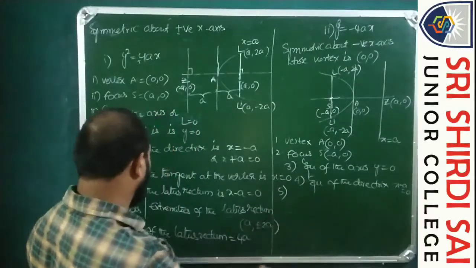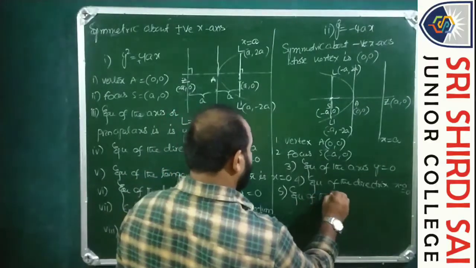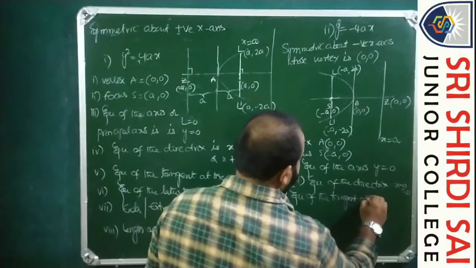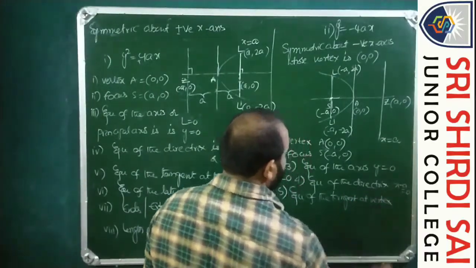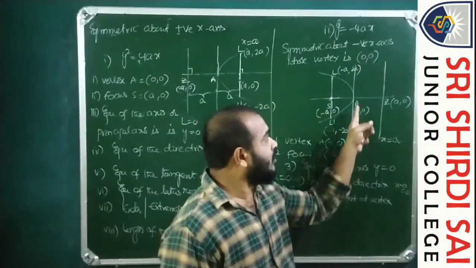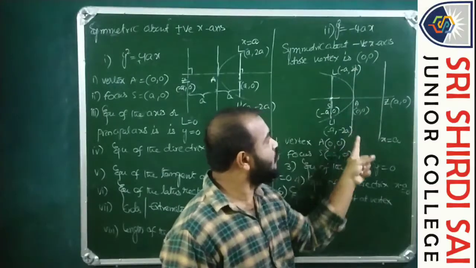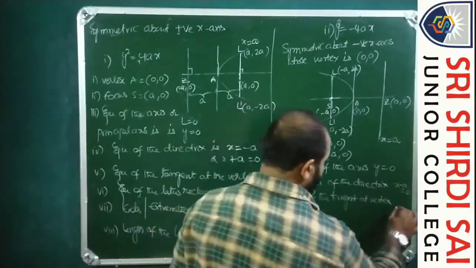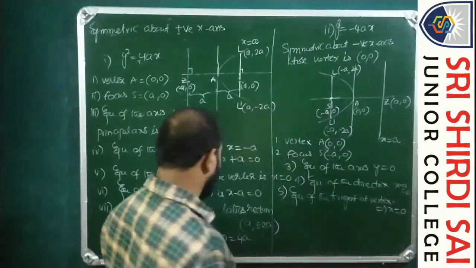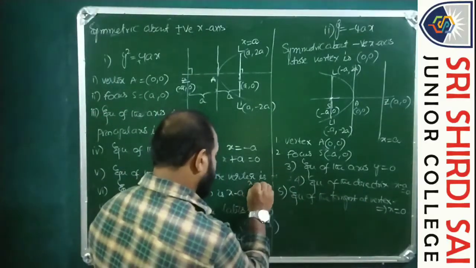Fifth point, equation of the tangent at the vertex. This line is acting like a tangent of this parabola at the vertex. What is this? This is the y-axis, that is x equals 0. So there is no change here as well as here. So this is x equals 0, right?